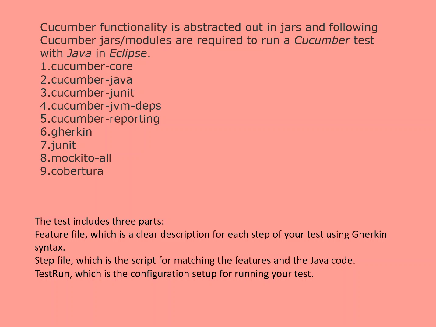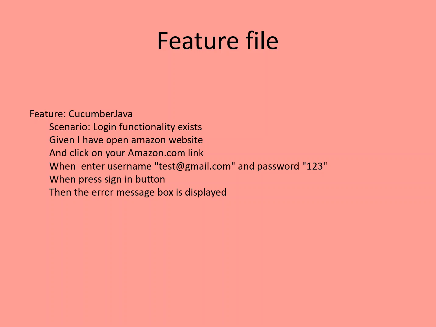Cucumber has 3 parts. The first is the feature file, which is a clear description for each step, and we are using Gherkin syntax there. The second is a step file, which contains a step definition, the actual method that will be connected to the feature file. And the third one is the test run, which is the configuration setup for running your test. So this is the feature file.